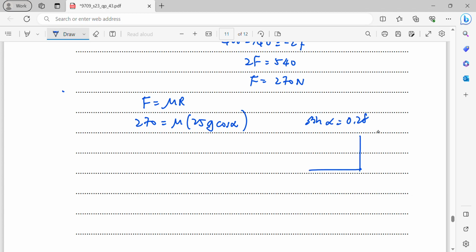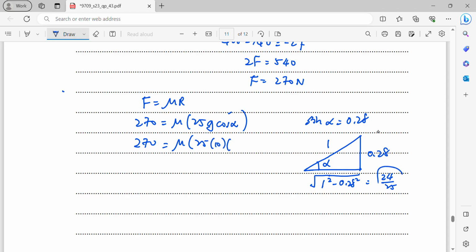So let's say this is my alpha. Sine is opposite over hypotenuse, that means it's 0.28 divided by 1. But now I need cos. Cos is adjacent over hypotenuse, which means I need to find this length, using Pythagoras theorem. It will be the square root of 1 squared minus 0.28 squared. And when we calculate this value, it will be positive 24 over 25. Okay, so from here I'll get 270 equals mu times 25 times 10 times cos alpha, and cos alpha is adjacent over hypotenuse, which is 24 over 25.